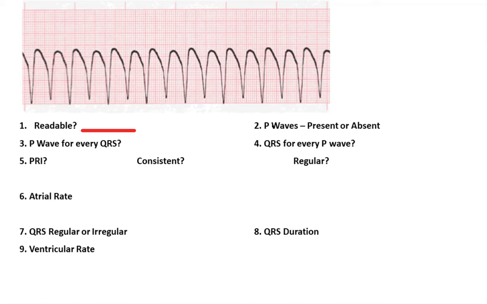My next question is going to be, are there P waves present or absent? And as I take a look at this EKG strip, I notice that there appears to be no P waves. So I'm going to circle absent.